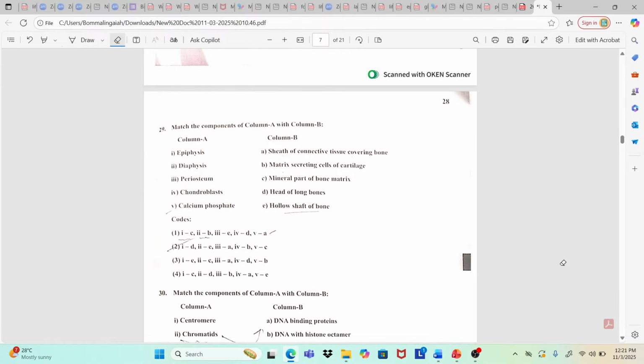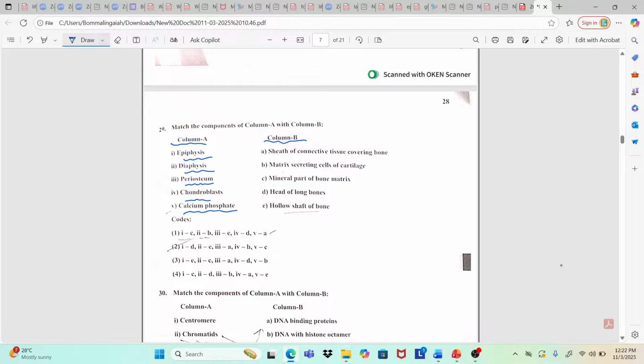Question number 29. Here we have to match the options. Column A and column B are given. In column A we can observe epiphysis, diaphysis, periosteum and chondroblasts, and calcium phosphate. Here option number 2 is the correct answer. The next question.